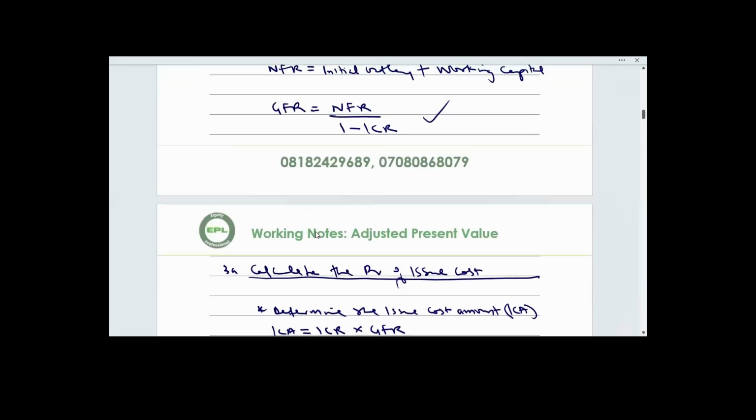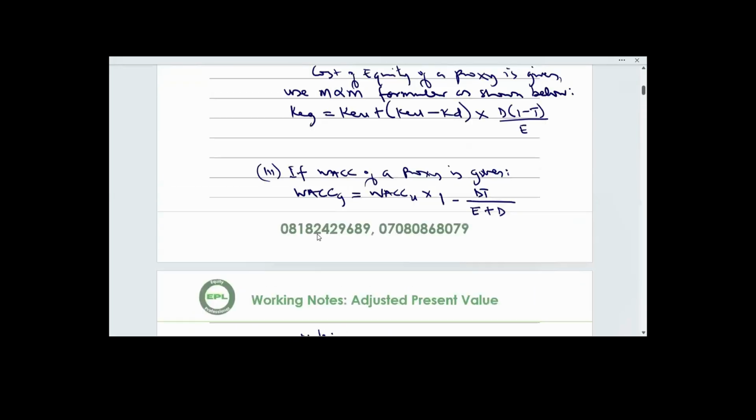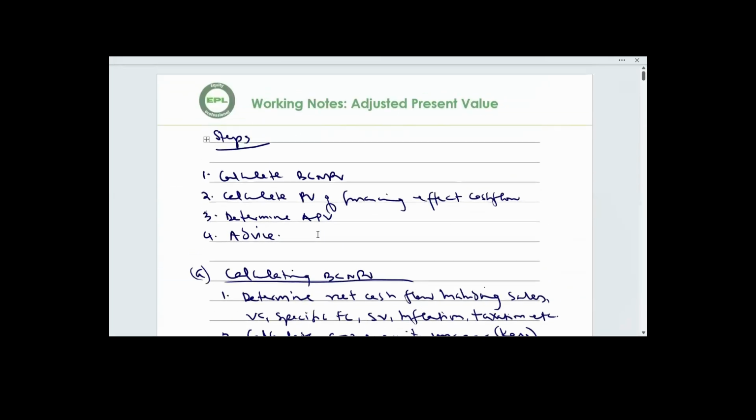It's not broken down like this in any other material, so I took my time to explain it to you now. Please, the last time ICAN tested APV was 2019. Ever since then, we've been expecting it, and ICAN has not tried it again. You never can tell what will happen this coming diet.